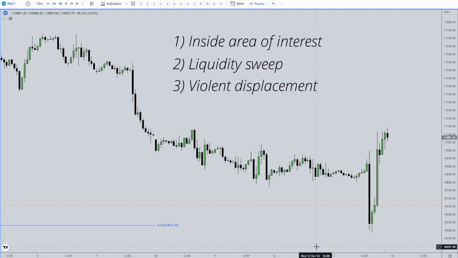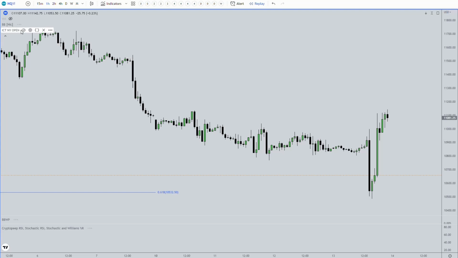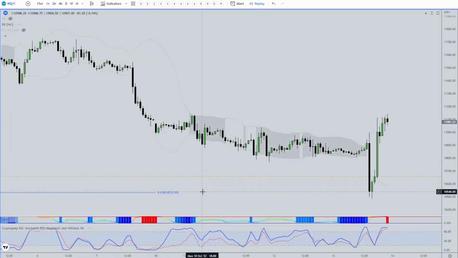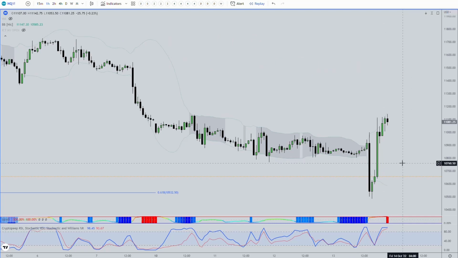This is also already the moment where I would add my first piece of secret sauce, so let's add it to the chart. This first piece of secret sauce basically is the so-called squeeze deviation. You see it marked out in gray here on the chart. Now, if you want to know in more detail what exactly a squeeze deviation is, then watch the video I linked to here. I have explained it in more detail there.